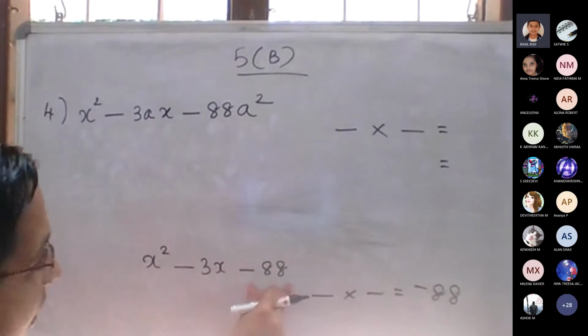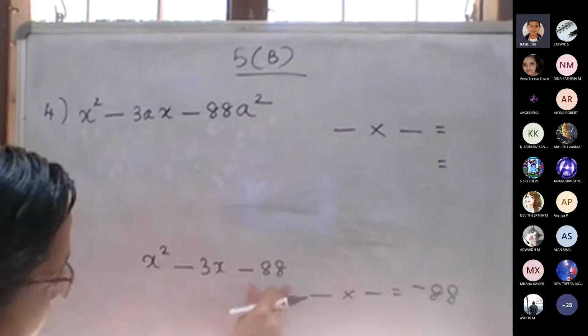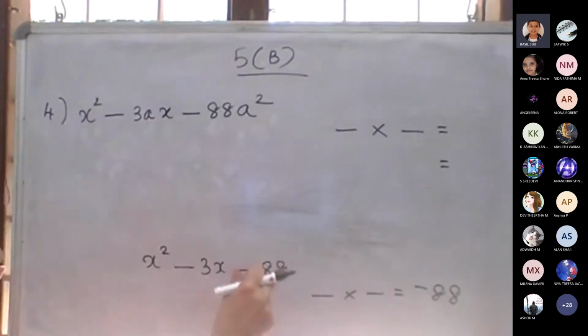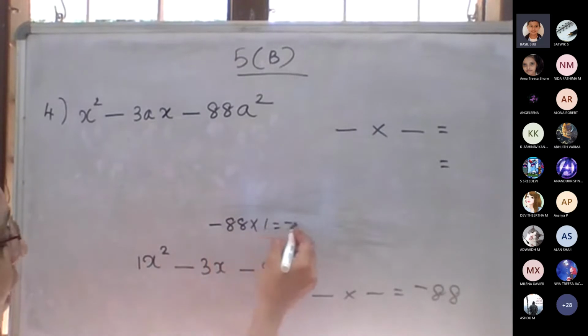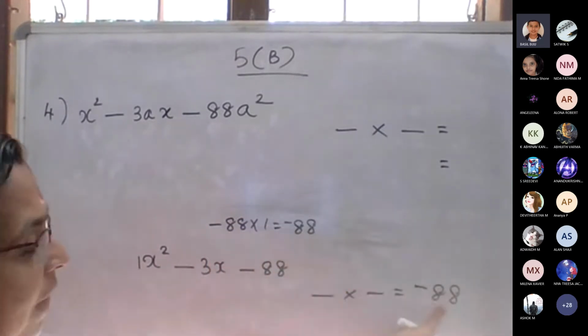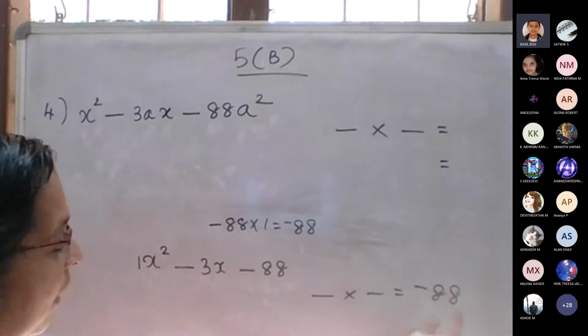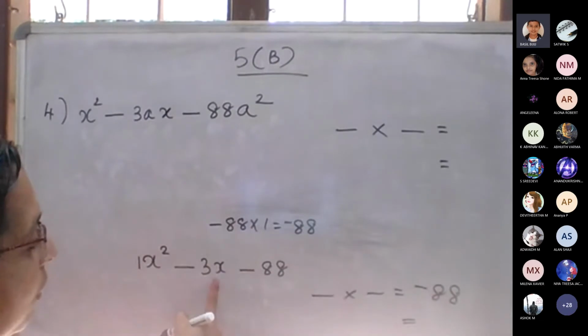The last term is negative 88. If you multiply the last term with the coefficient of x square, which is 1, we are getting negative 88 into 1, only negative 88. That only we are writing: dash into dash is equal to negative 88. And if we add or subtract, we want to get it as what?